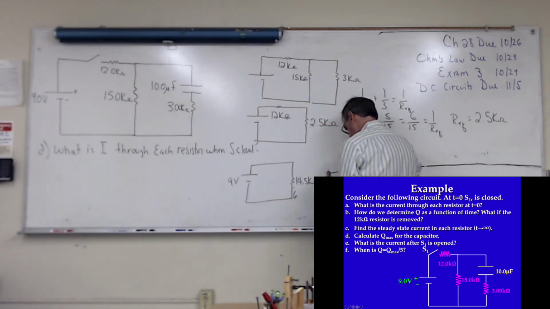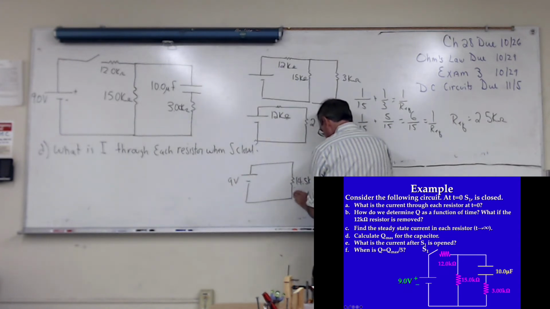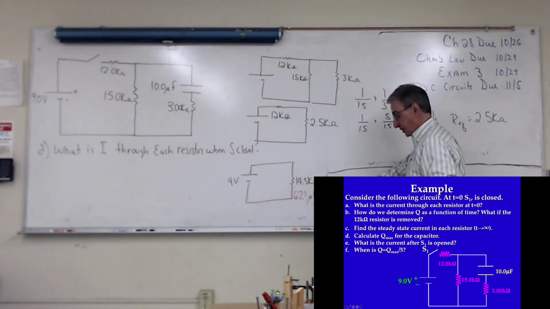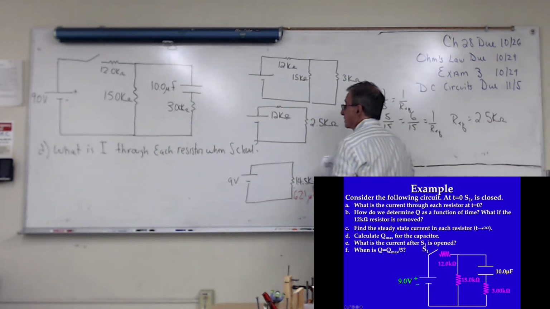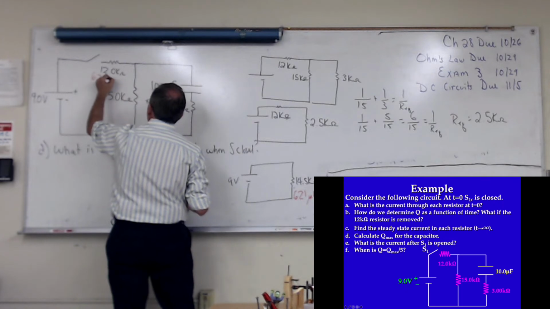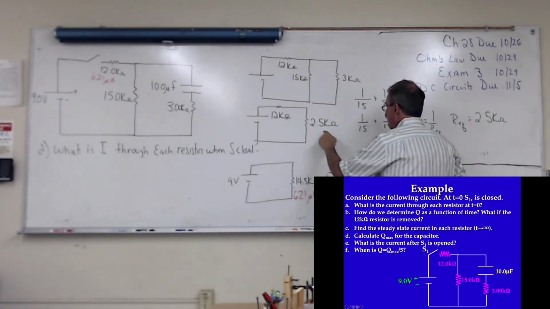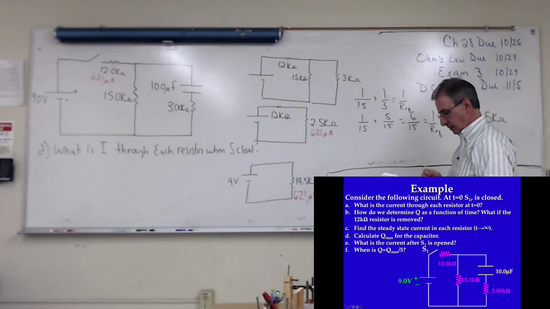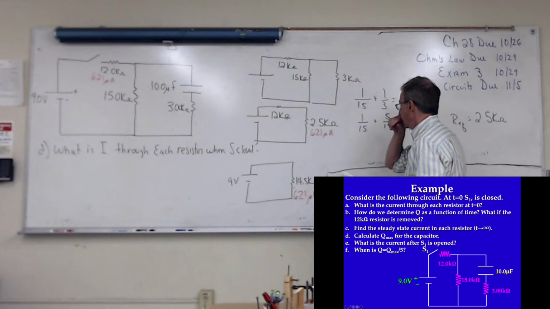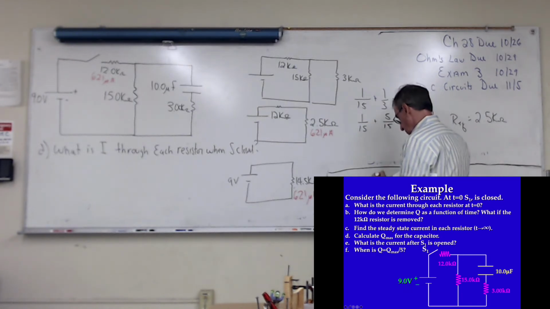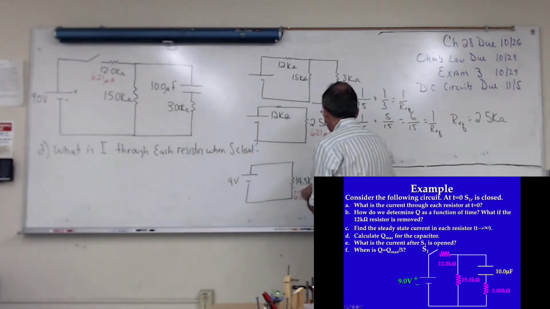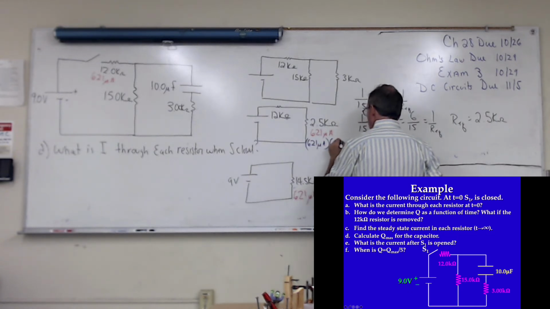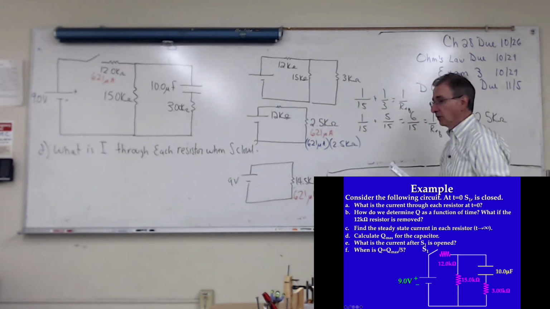I'll use a different color. 621 microamps. And 9 divided by 14,500 gives you 621 microamps. So there's 621 microamps here. And there's 620 microamps here. What's the voltage drop across this thing? That's the voltage drop across it.